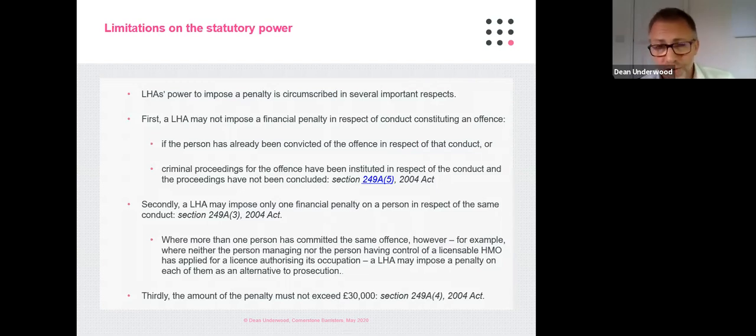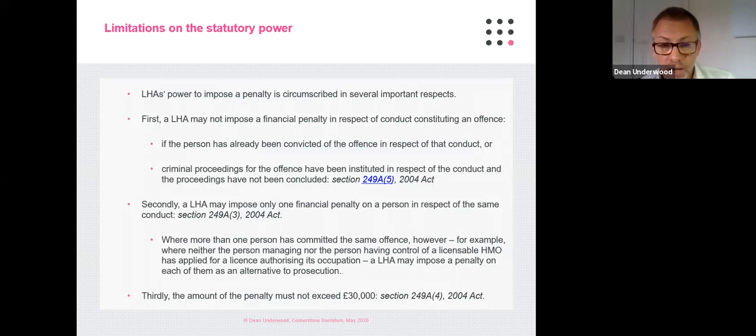And the example I've given on the slide is, for example, where the person having control of an unlicensed HMO and the person managing it are different, and neither of them has applied to license it under Part 2 of the 2004 Act. In that case, in principle, both of them could be penalised for an offence under Section 72.